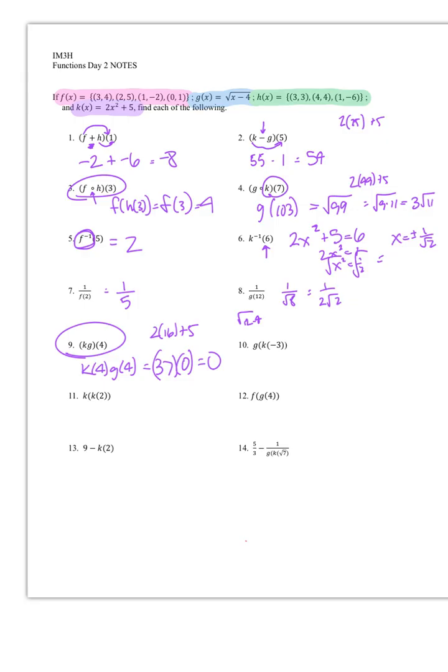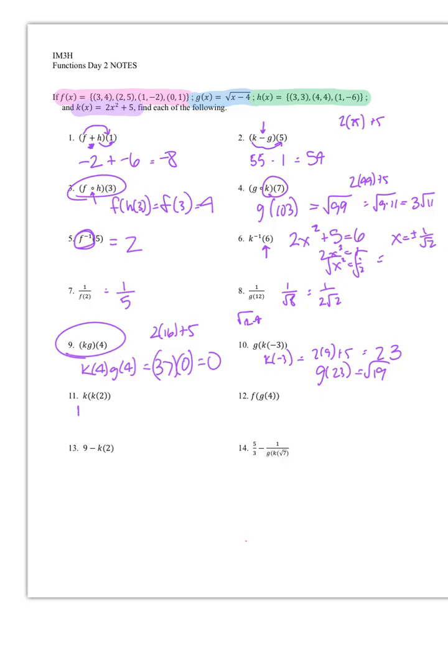All right, let's move on to the k of -3, which is 2 times 9 plus 5. 18 plus 5 is 23. G of 23 is the square root of 19. Okay. Again, I apologize if it's going fast, but hopefully you can plug numbers into those functions. You just have to make sure you're plugging into the correct one.